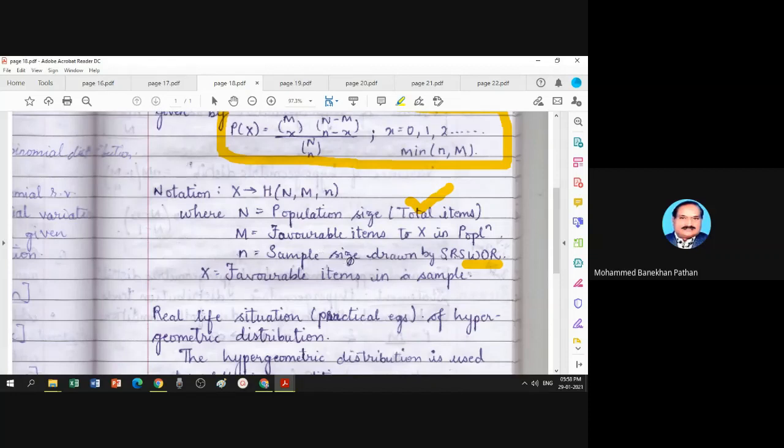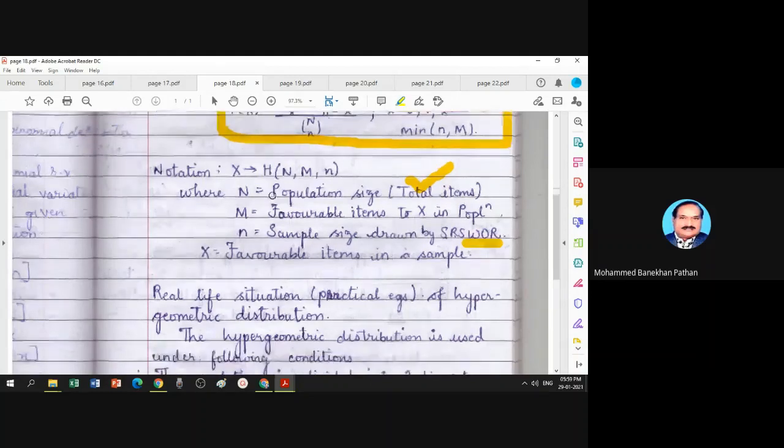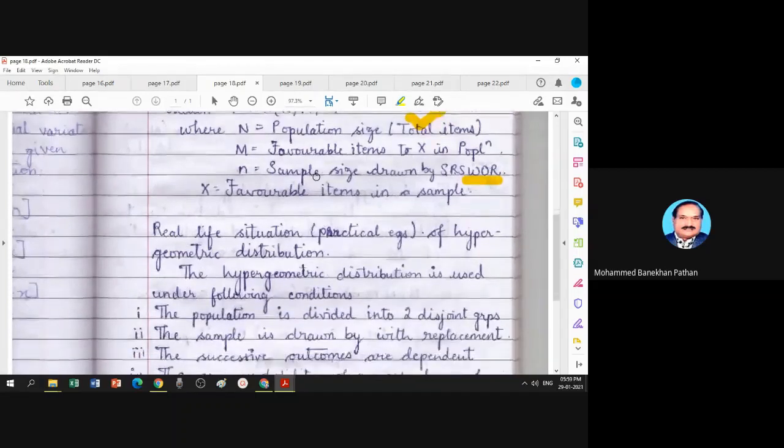Otherwise, it will go to binomial. When I taught binomial, I told you that if sampling is done with replacement, then you can apply the binomial distribution. And if your sample is drawn without replacement, then it is hypergeometric. Where we apply the hypergeometric distribution, that we'll try to study now.